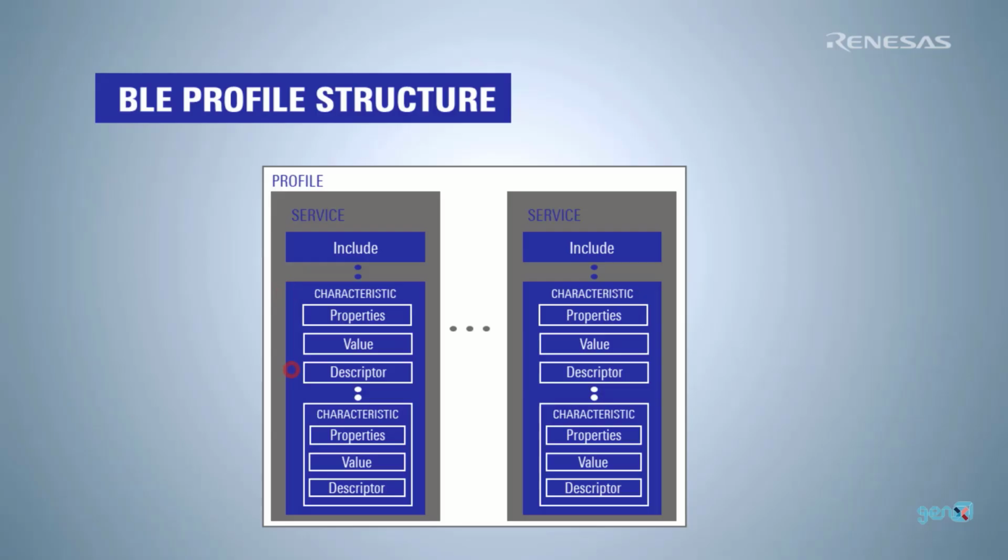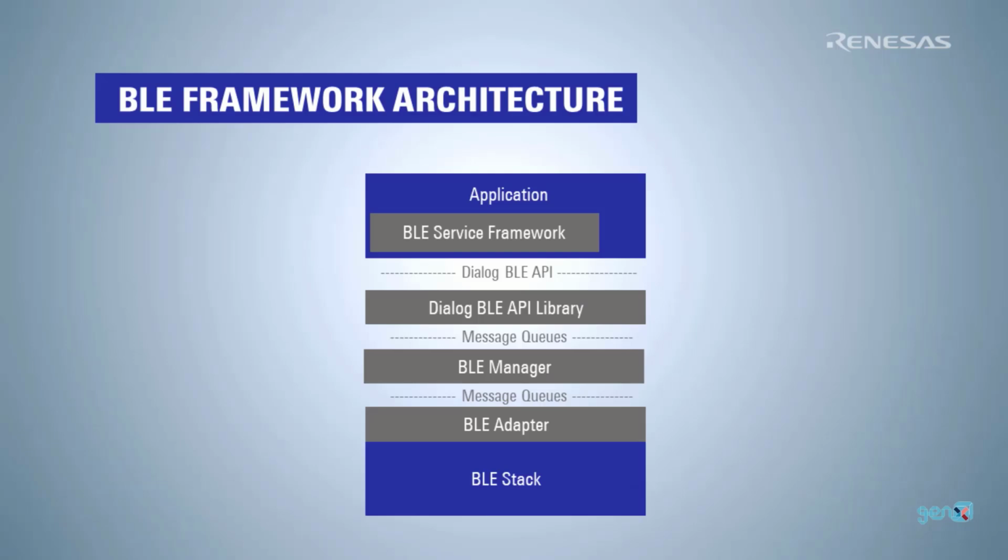Characteristics have descriptors which provide extra information or configuration, such as enabling notifications or giving the characteristic a human readable name. Now let's see how the Bluetooth Low Energy framework works in Renesas systems.